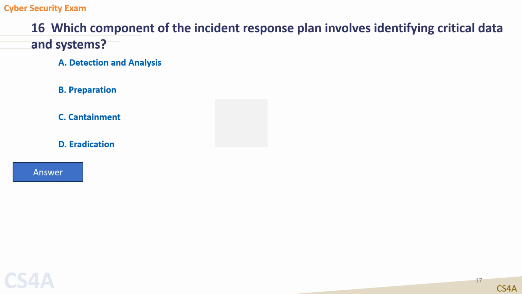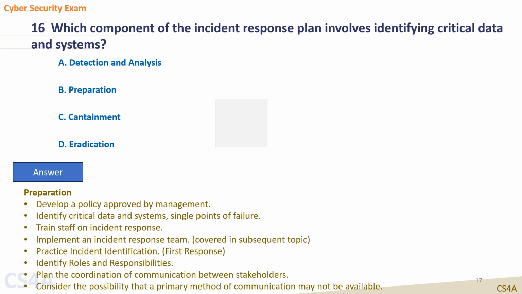So here the question is, which component of the incident response plan involves identifying critical data and system? So options are detect and analysis. Detect and analysis is the later stage. That is not the correct one. Preparation, that might be the correct one. And containment and eradication, that also is not the correct one. So the answer is B, preparation.